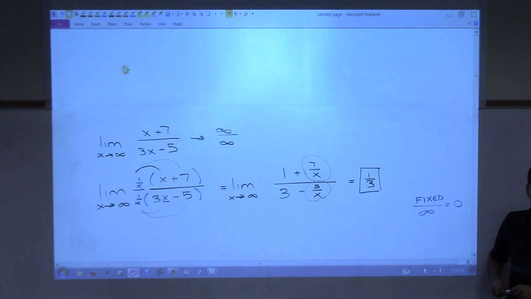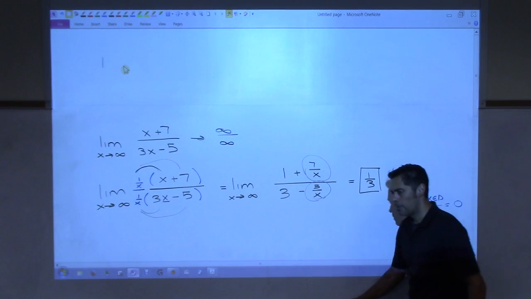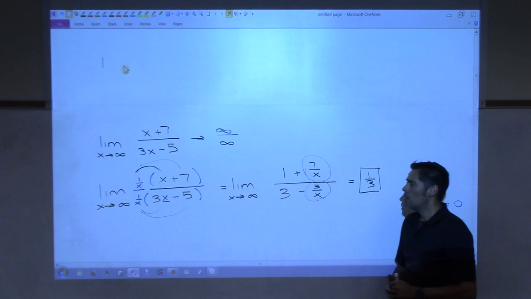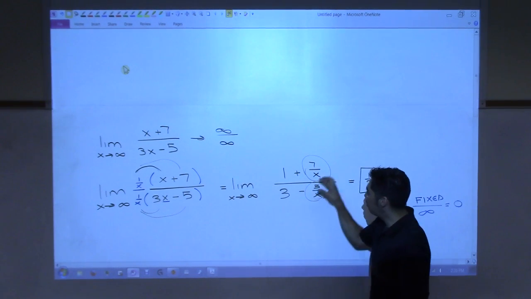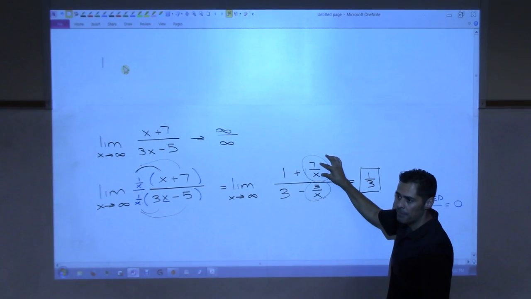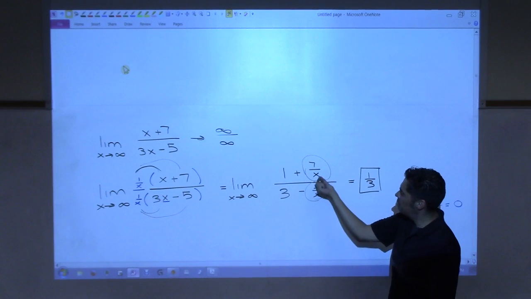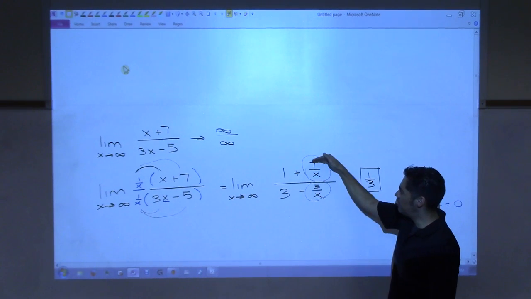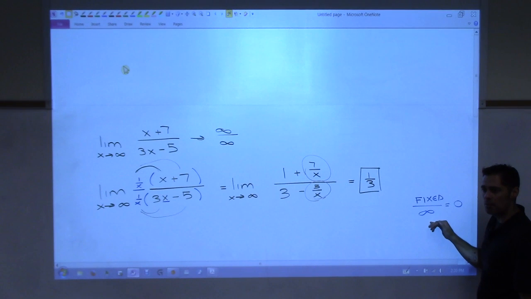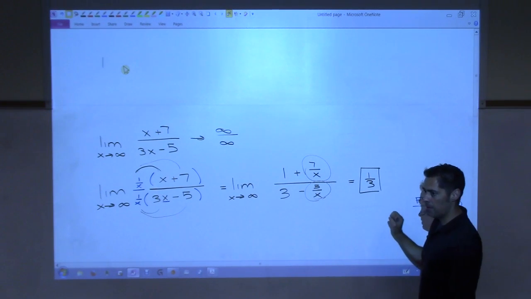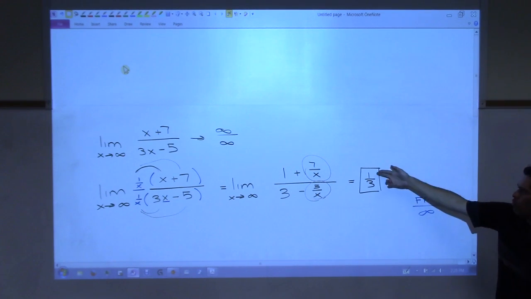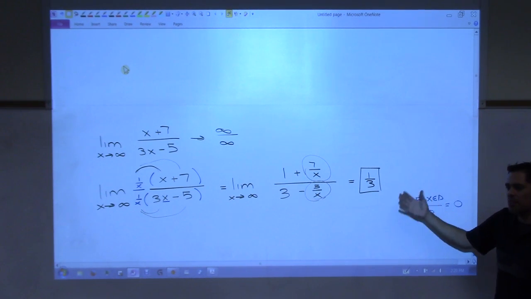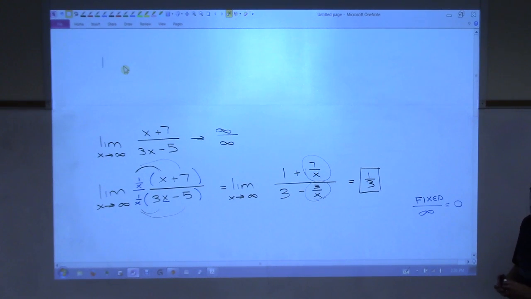That's your answer. So it doesn't matter what x is doing, basically. It does matter that x is going to infinity, because that's what tells you that this is going to go away. Like if x was going somewhere else, this wouldn't go away. It's the fact that this is growing without bound. 7 fixed divided by something that's growing without bound will go to 0. Because then it's just 1 plus nothing, and that's going to go to 1, and the bottom is 3 minus nothing, basically, and that's getting closer to 3.